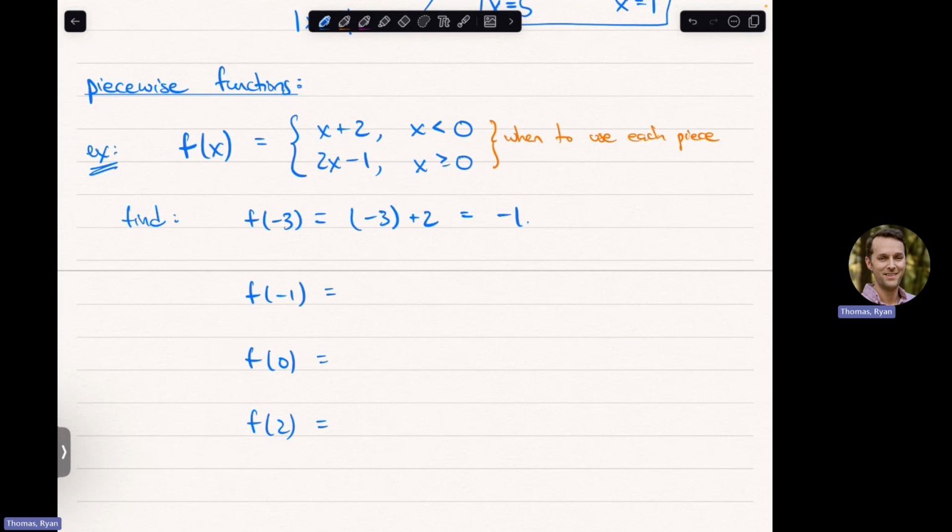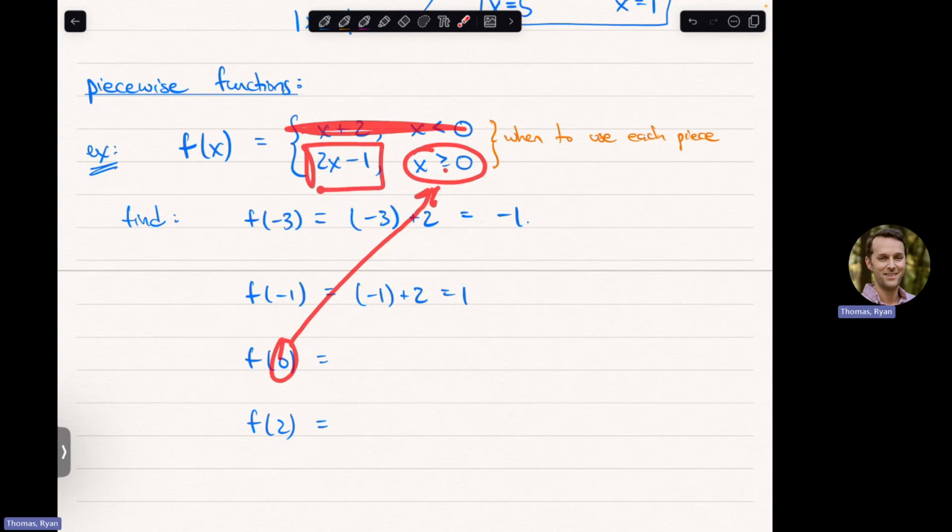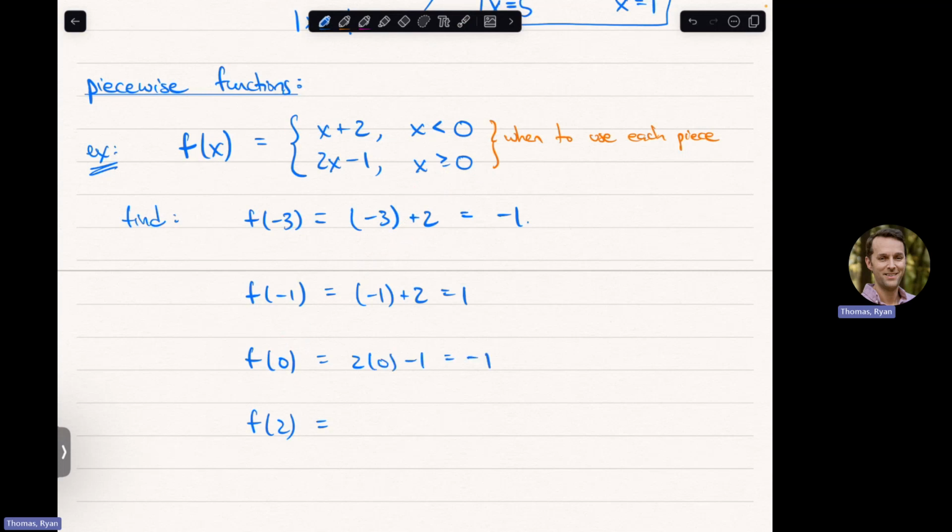Okay, so again, good place to pause and try these other three real quick. -1 fits in here, so I plug into this. 0 fits in right here. 0 is greater than or equal to 0, so ignore that, use this, plug in 0, get -1, and then 2. 2 is bigger than 0, so ignore the first line, use the second line, and plug in 2, to get 3. Okay, that's how you evaluate a piecewise function.